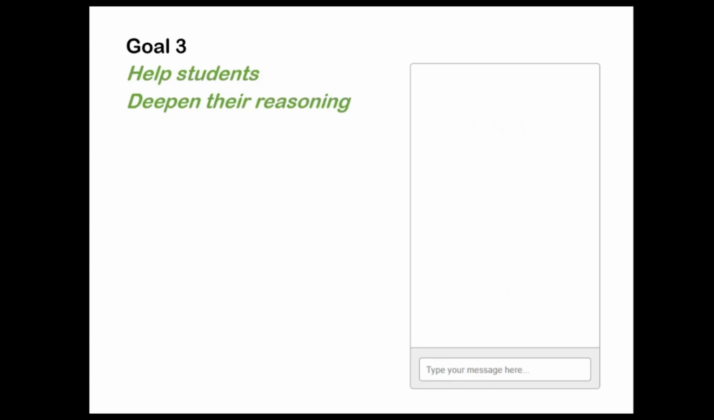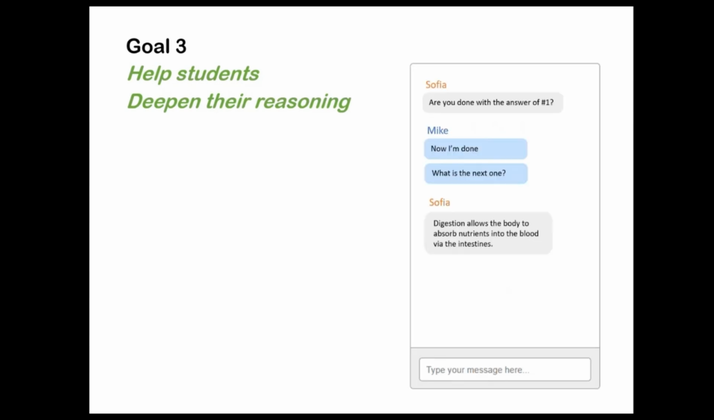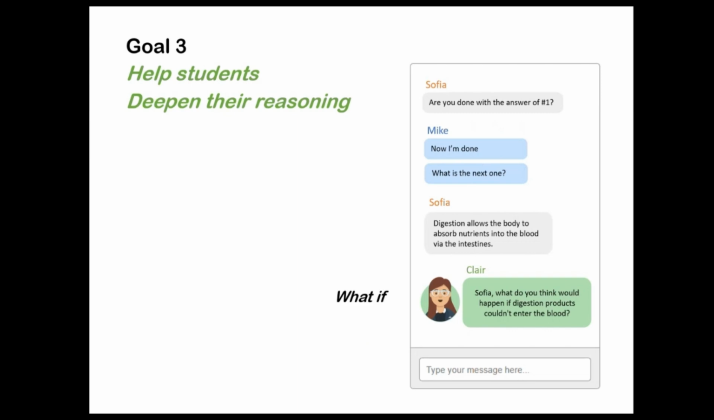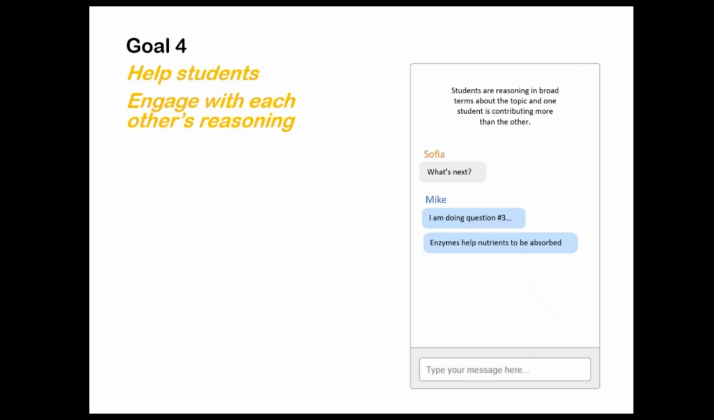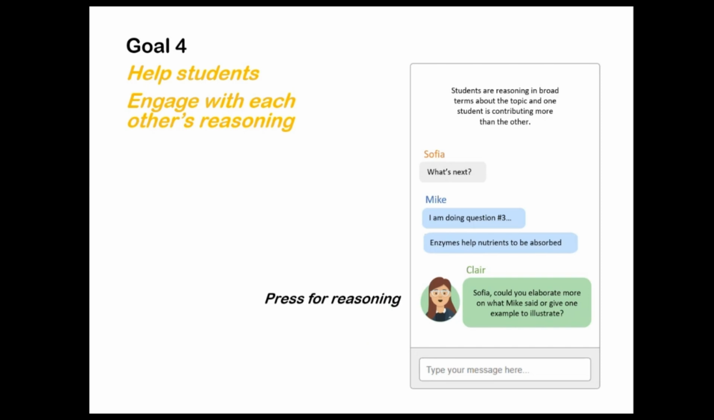For goal 3, suppose that students are reasoning and then they say something about the topic that was in the material. Clair would ask them to go further. "Sophia, what would you think about what happened if digestion products couldn't enter the blood?" And this talk move would be called the what if. For goal 4, suppose the students are reasoning in broad terms about the topic and one student is contributing more than the other. Clair would then ask, "Sophia, could you elaborate more on what Mike just said or give one example to illustrate?" And this talk move would be called the press for reasoning.